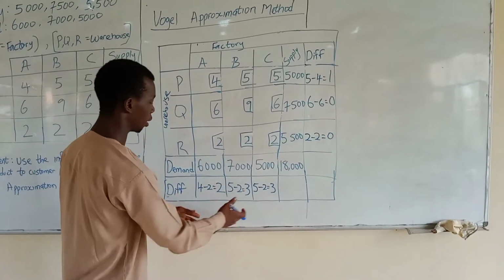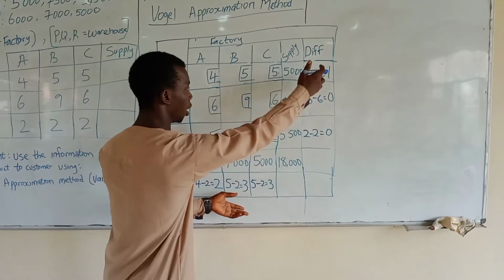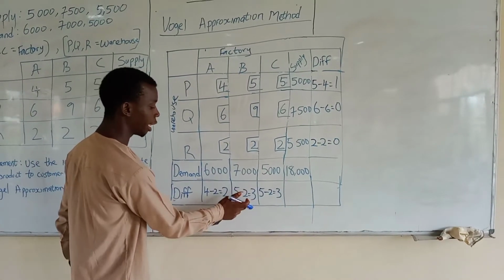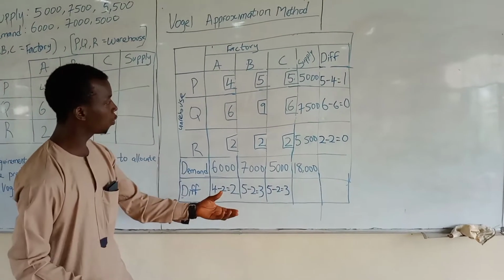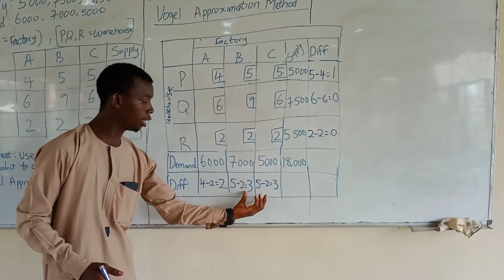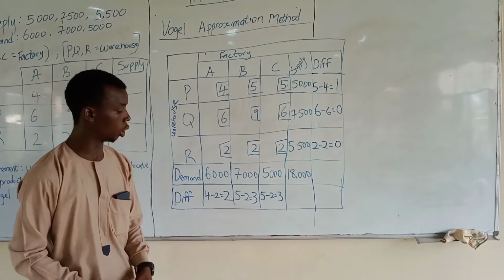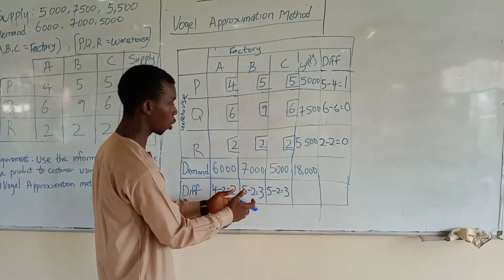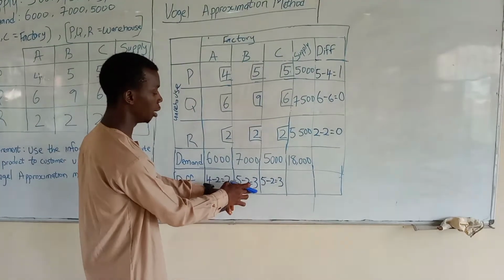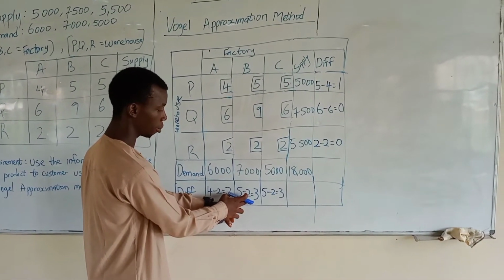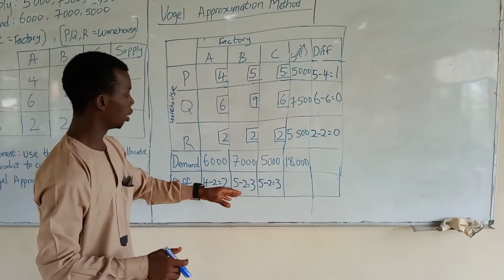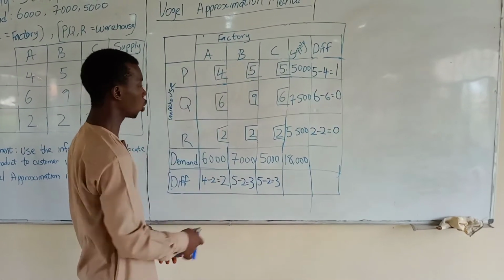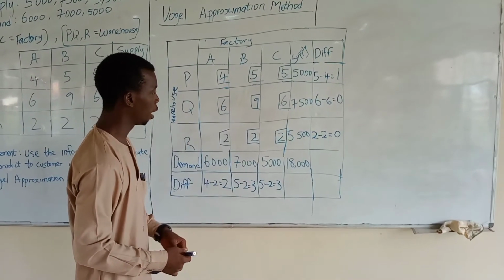The highest difference here is 3. The highest among the rows is 1, but the overall highest we have is 3 and 3. Now we have two highest differences. What are we going to do in this situation? We allocate to the column that comes first, and that will be this column. Are we together? Now we look at it. What is the lowest cost unit?